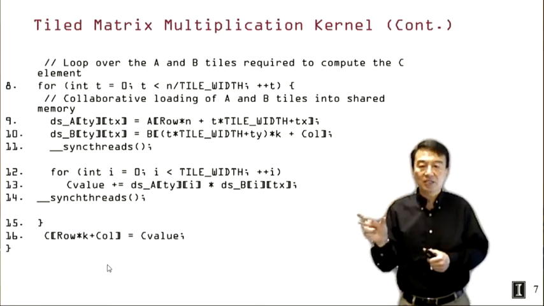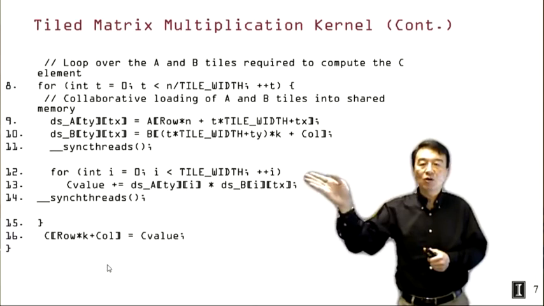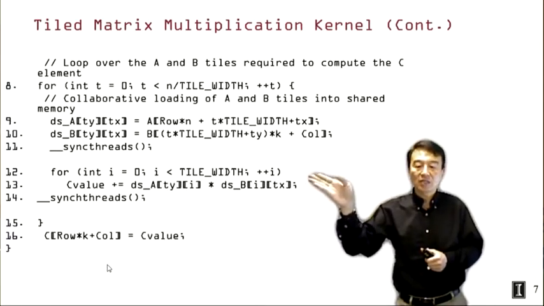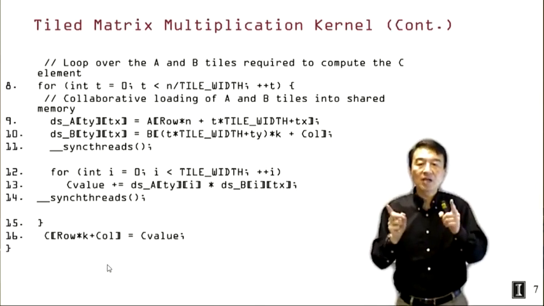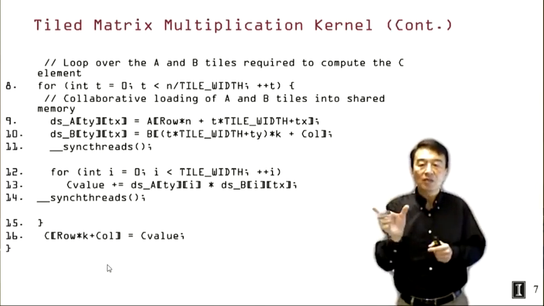Once all the threads have reached the sync thread, the threads will proceed to calculate a segment of the dot product. And this is done by the for loop, where I is going to iterate from 0 to tile width minus 1. So every time we go into this for loop, we're only going to calculate a segment which is the same as the tile. The length is the same as the tile width.